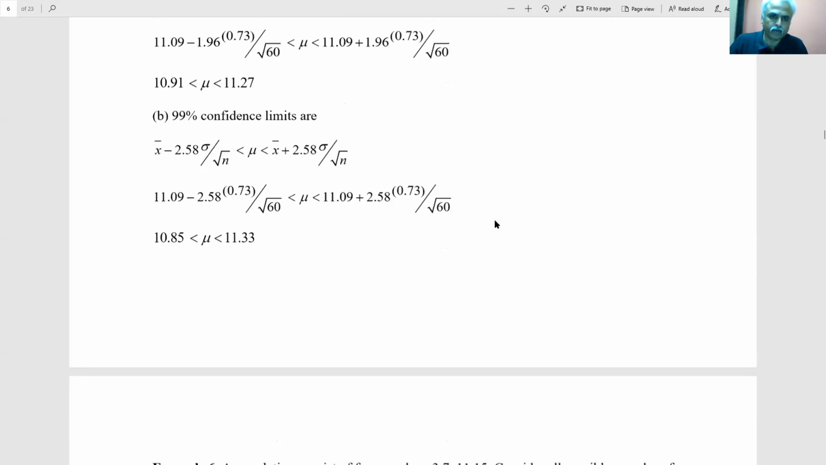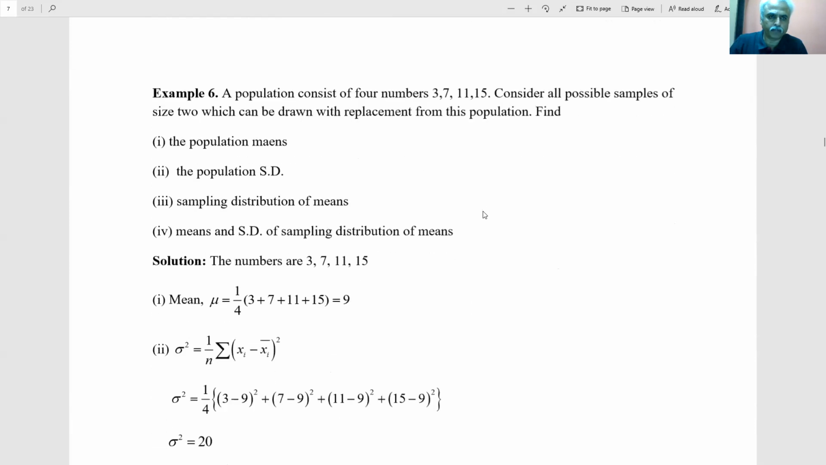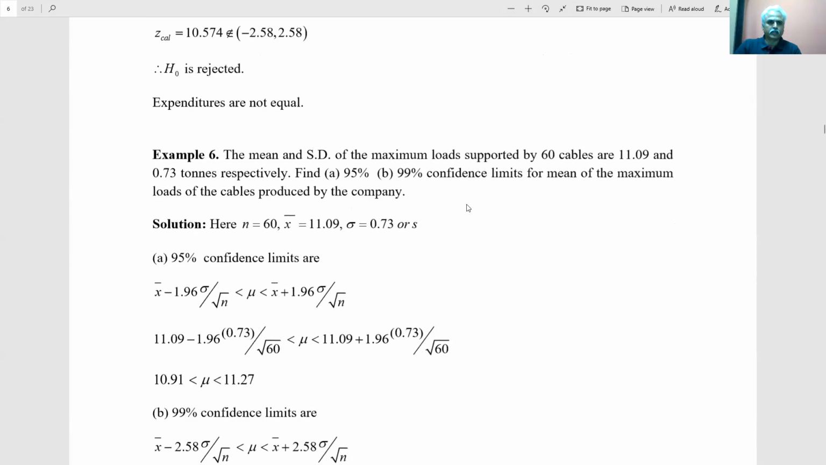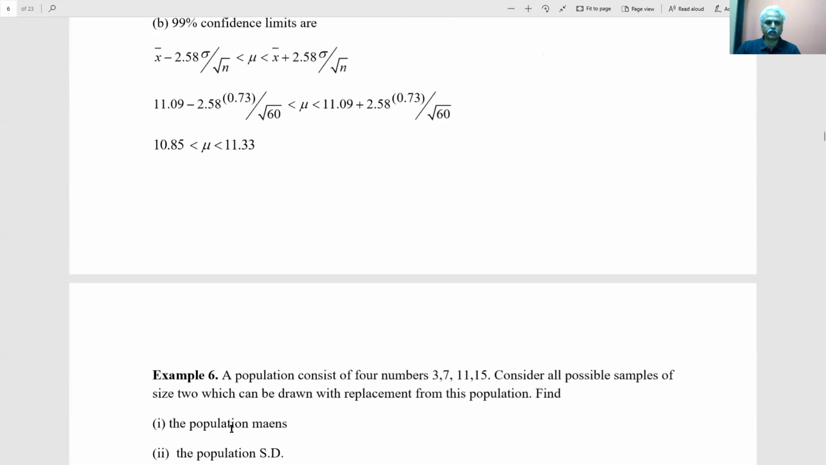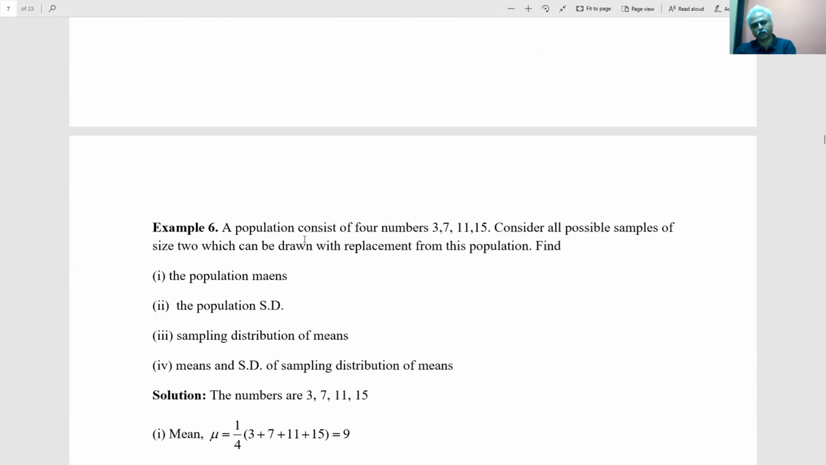So now we'll move to the next type of example. By mistake, this is example 6. Again, example 6 is there. You can correct it as example 7 or whatever. So the example number is not so important, of course.